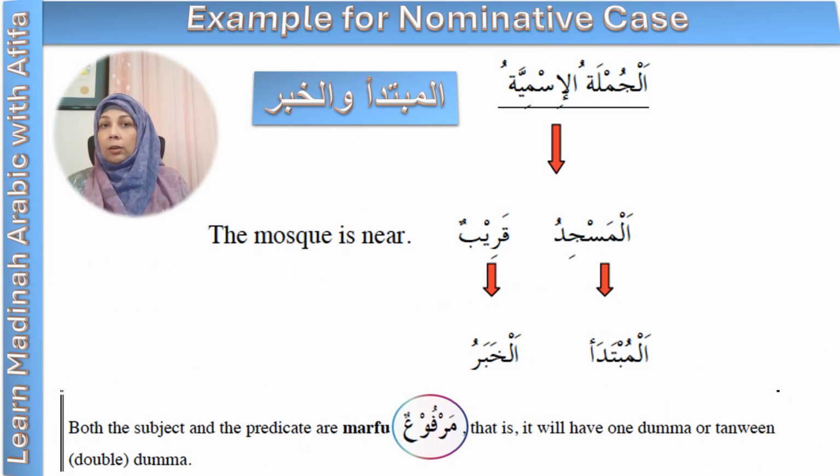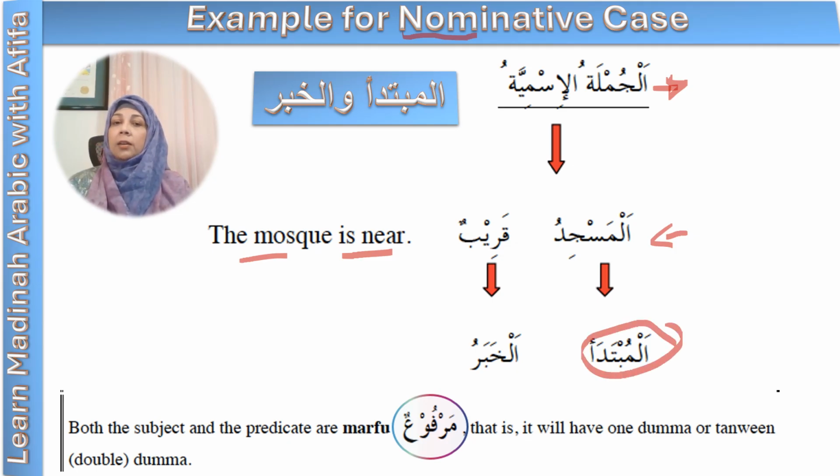Now let's take a look at an example for the nominative case. We have seen al-jumlatul ismiya before in a previous lesson, and this sentence here is al-masjidu qaribun. It means the mosque is near. And we have identified al-masjidu as mubtada and qaribun as khabar.